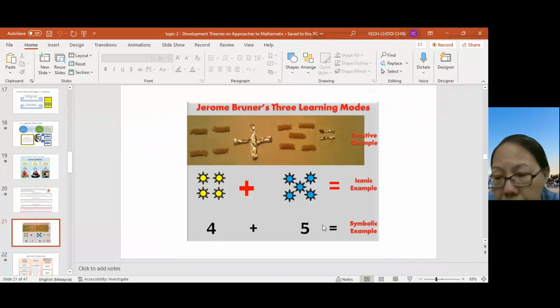So you see here Jerome Bruner's three learning modes. You can see 4 plus 5 equals how many? So you can ask the children to count. Let's count together. How many chocolate bars are there? Say, for example, 1, 2, 3, 4. How many? 4. Plus, how many here? 1. Let's count together. 1, 2, 3, 4, 5. So that 4 plus 5 is how many? Let's count together. 1, 2, 3, 4, 5, 6, 7, 8, 9.